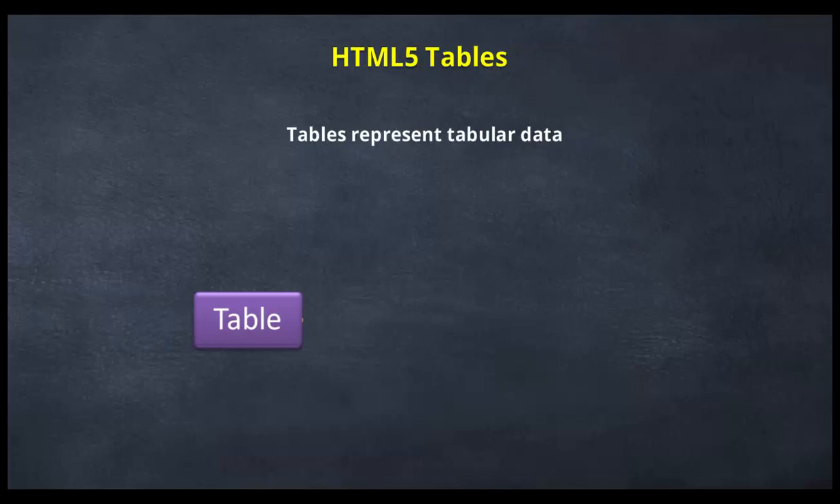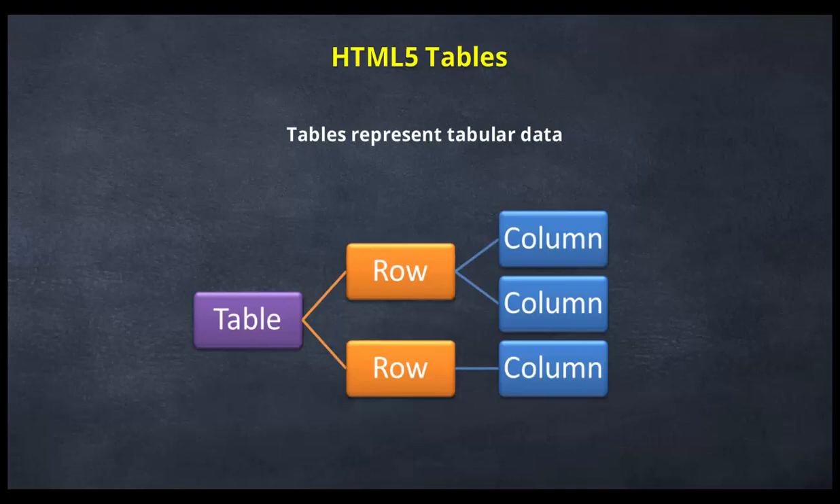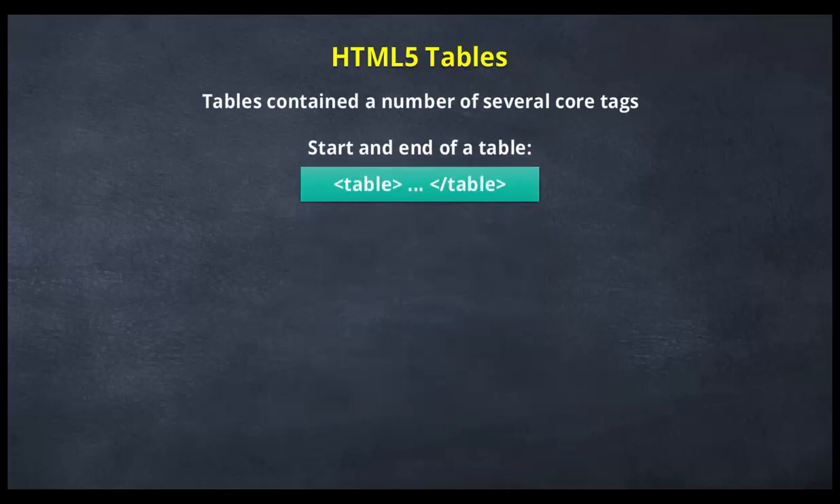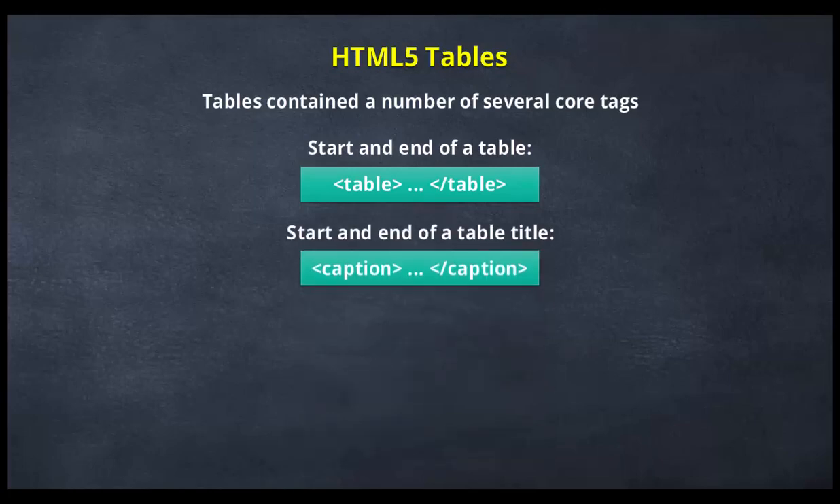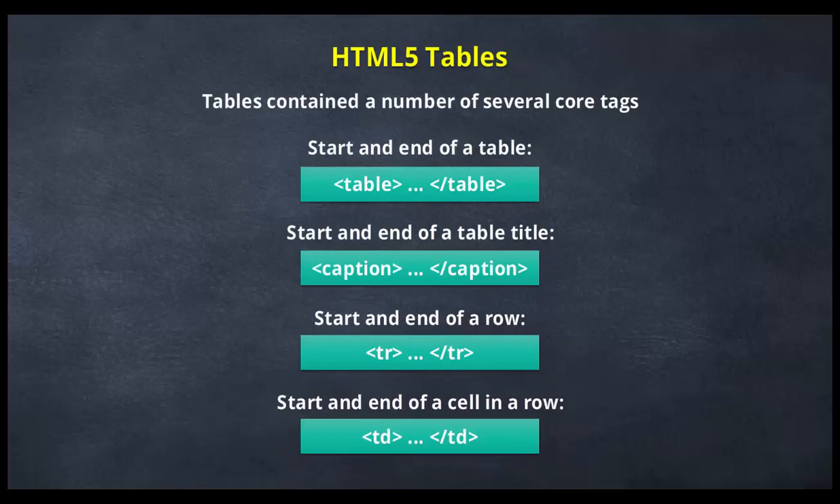Tables represent tabular data. A table contains one or more rows. Every row consists of one or several columns. Tables contain a number of core tags, such as table, to begin and end the table; the caption element, used to specify a table's title, which must be the first element after the opening table tag; TR, to create a table row; and TD, to create tabular data or a cell.